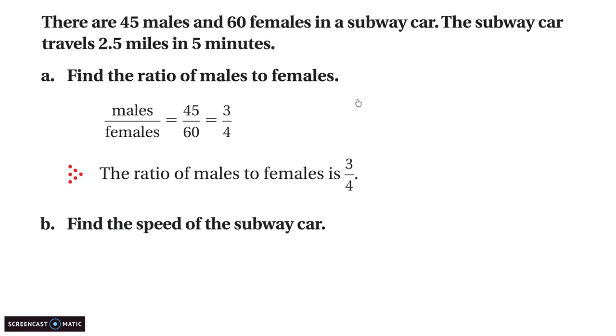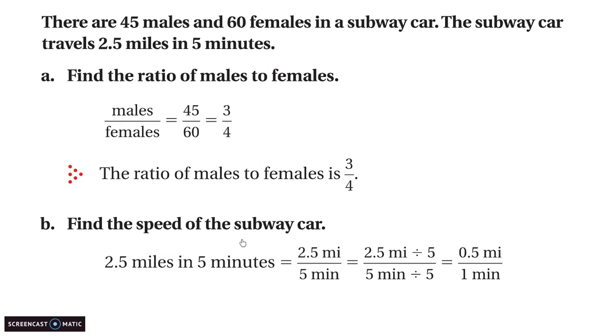Now, the subway car travels 2.5 miles in 5 minutes. They want us to find the speed of the subway car. Well, when they say find the speed, they really want the unit rate, okay? 2.5 miles in 5 minutes. We have 2.5 miles over 5 minutes, okay? Now remember, we want this bottom number to be 1, okay? And in a unit rate, the denominator is going to be 1.